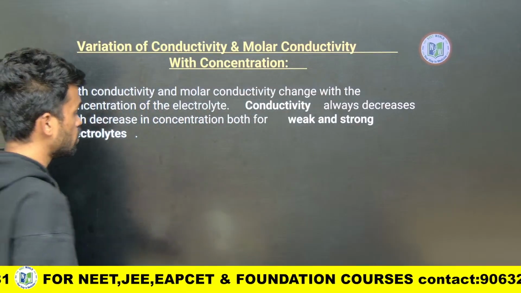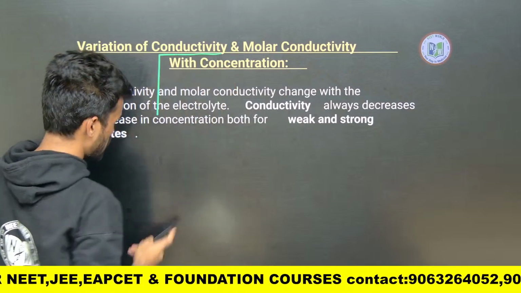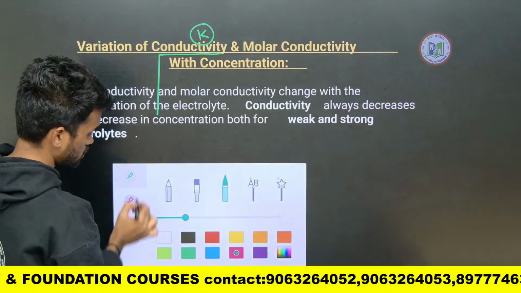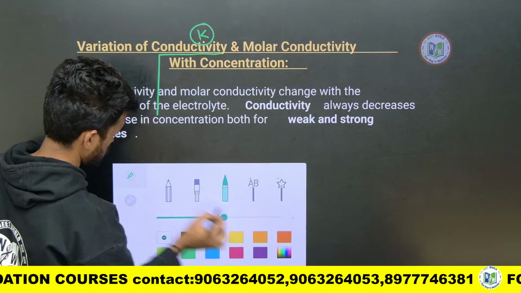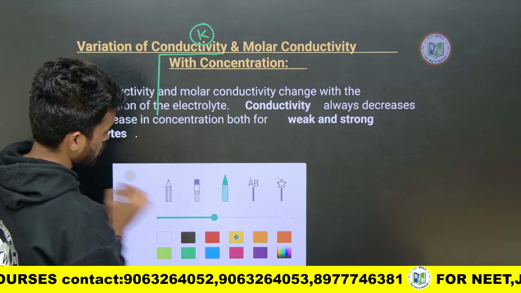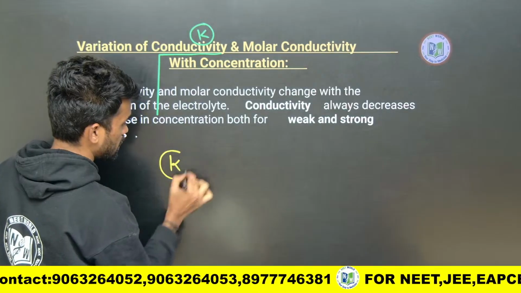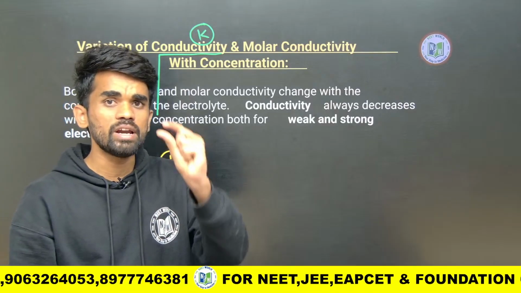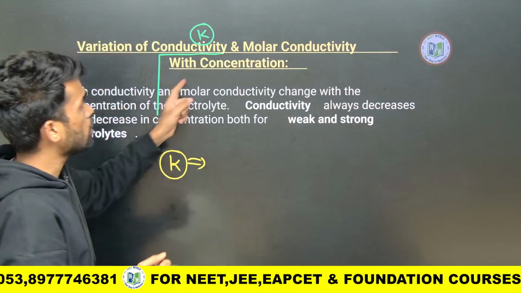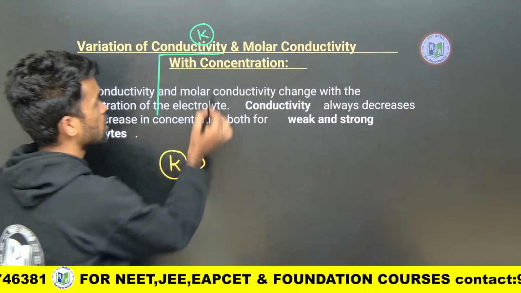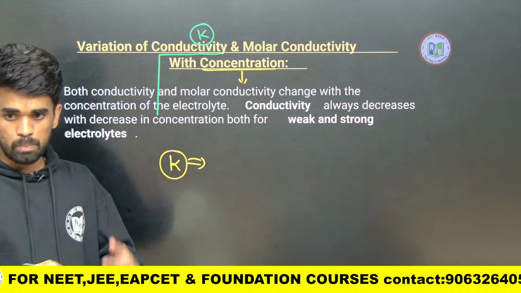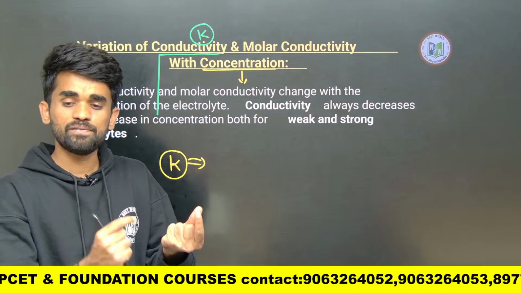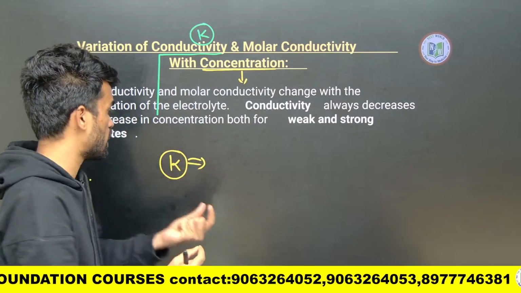Conductivity we indicate with the symbol K, kappa. What is this conductivity? It is G into G star. Conductivity is the conducting power of all the ions present in one unit volume. Now upon dilution, concentration will be decreased. So upon dilution, the number of ions present in unit volume decreases, therefore the conductivity value decreases.